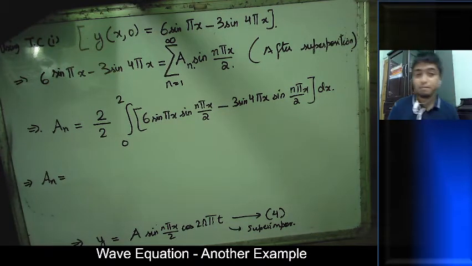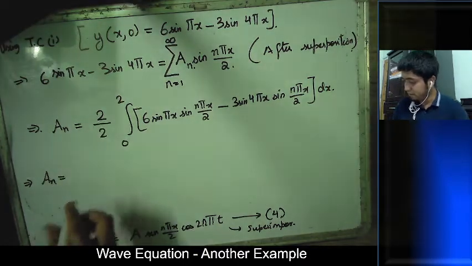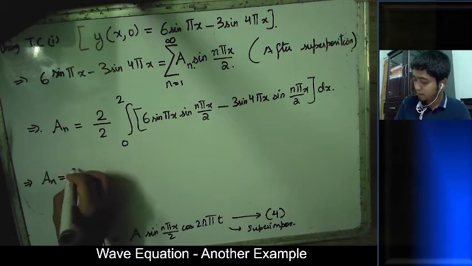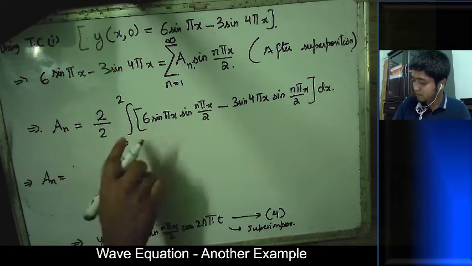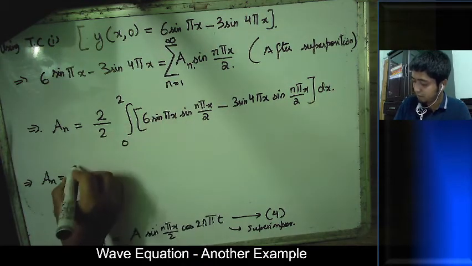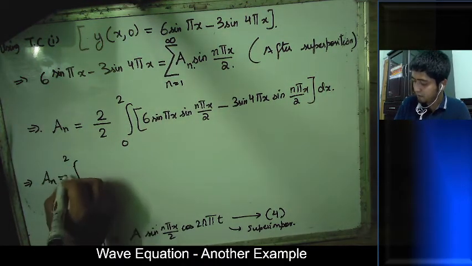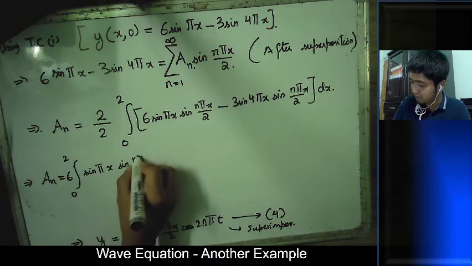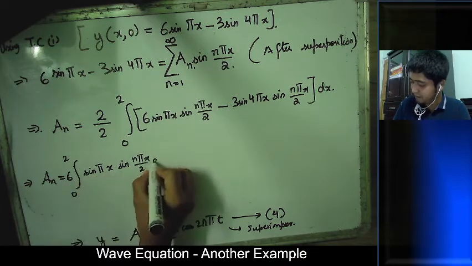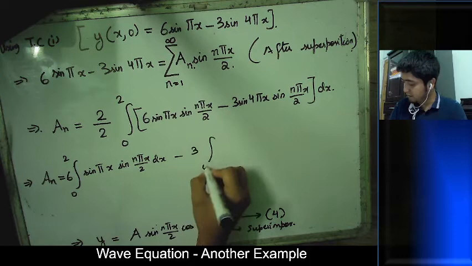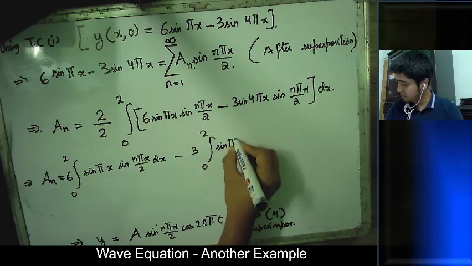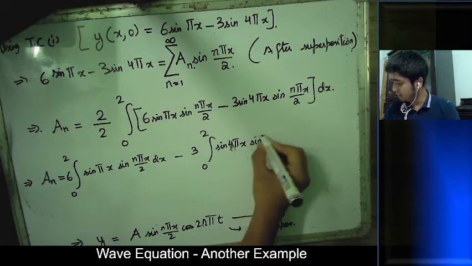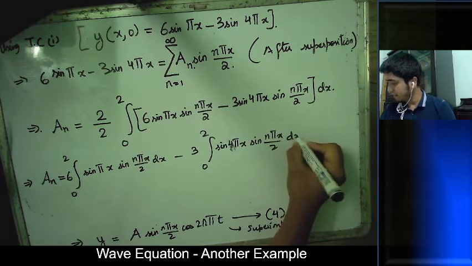So now we just need to integrate and find out what the value of an is. So this one will be this. We're getting 0 to 2, 6 sine pi x sine n pi x by 2 dx minus 3, 0 to 2 sine pi x sine 4 pi x sine n pi x by 2 dx.